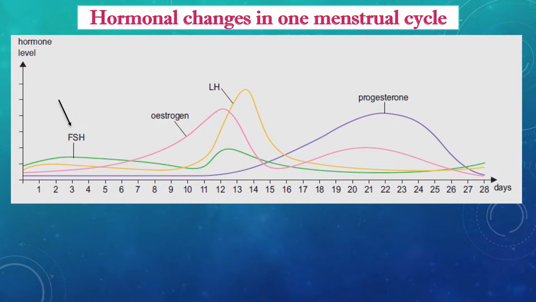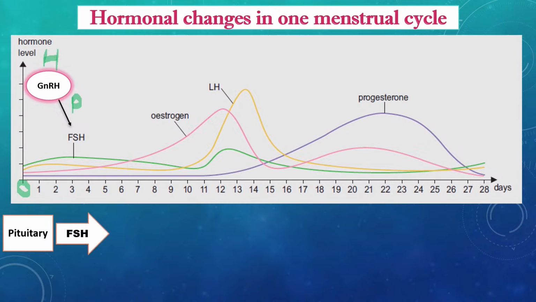Now what teacher did just now, I broke it down based on each different phase. Now I'm going to show you the entire hormonal changes in one complete menstrual cycle. We start with gonadotrophin releasing hormone being released from the hypothalamus on day 0. Gonadotrophin releasing hormone will stimulate the pituitary to release FSH. So let's look into that. The pituitary will secrete FSH. What will this FSH do?